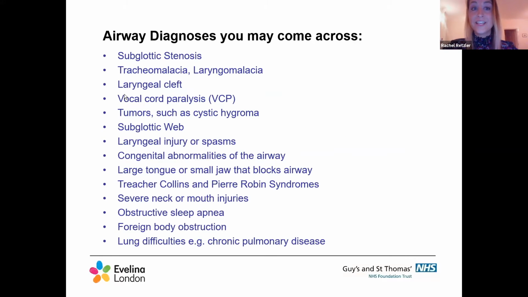Some airway diagnoses that you may come across can include subglottic stenosis, tracheomalacia or laryngomalacia, laryngeal cleft, or vocal cord palsies, tumors or subglottic web, laryngeal injuries or spasms. You may find severe neck or mouth injuries, obstructive sleep apnea, foreign body obstructions, and even lung difficulties, and much more. With these diagnoses, a tracheostomy may also arise, which we will discuss later in the slides.